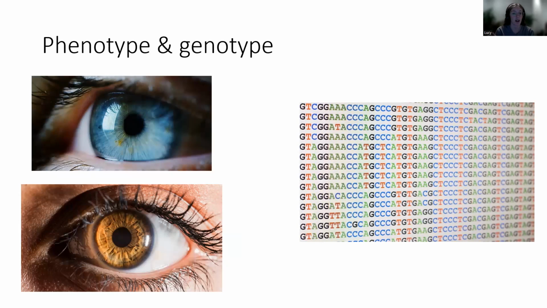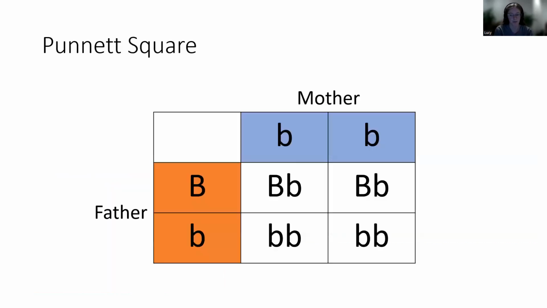I've got a picture on the right-hand side of the screen of an example of a chain of bases, just to show you that it looks like nothing. We can't even understand it. It's just a string of letters. But it makes up really important genetic information that can code for eye color, disease, that kind of thing.